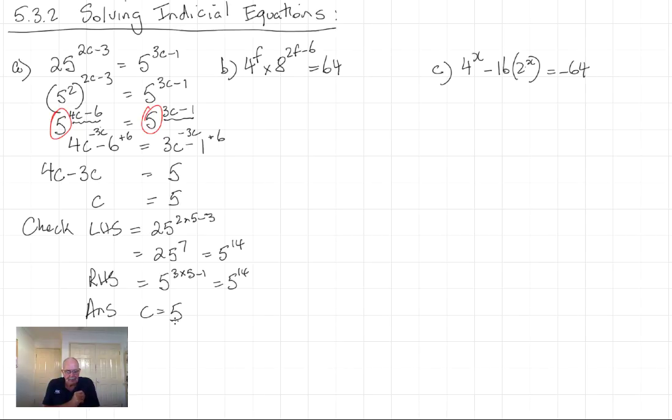Okay. Let's have a look at the second one here. We've got 4 to the power of f. Now this is not a plus, this is a multiply. 8 to the power of that equals 64. At the moment we can't multiply those two together, we can't add their indexes because they've got a different base. We've got base 4 and base 8, and over here we've just got the number 64 by itself.